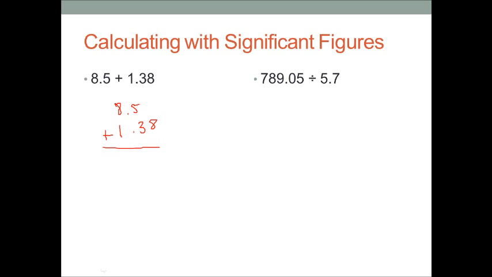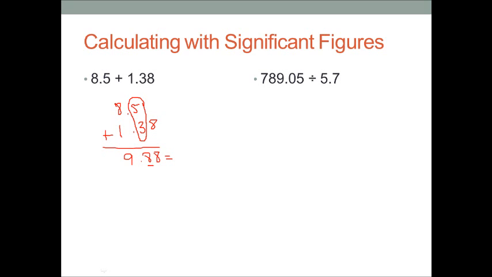The best way with addition and subtraction is to write the numbers vertically. So we have the ones in common here, and we have the tenths in common here. But only the bottom number has a hundredths. So the last common placement between them, furthest to the right, is the tenths. So let's go ahead and calculate our answer. 9.88 is the correct answer.